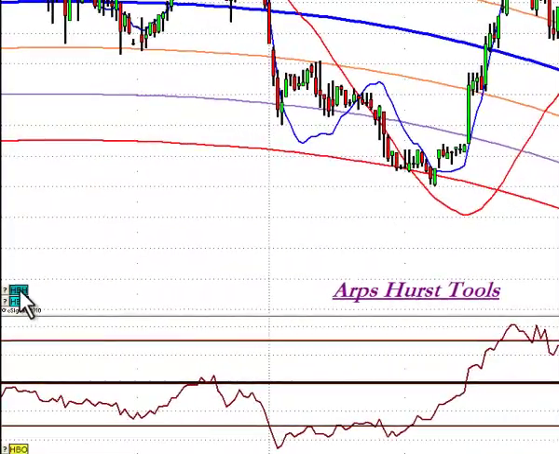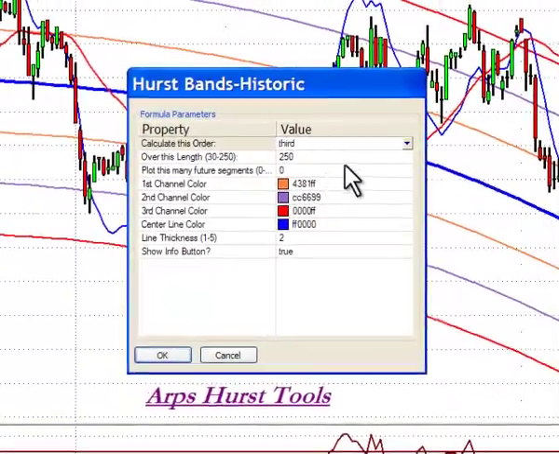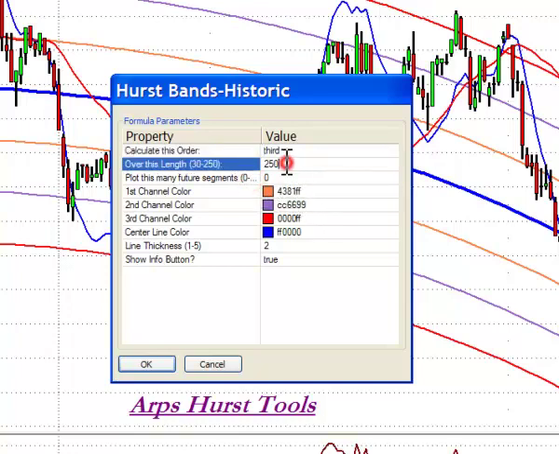On eSignal, the inputs are accessible through the colored tab at the lower left of your screen. Each of the Hurst tools allow the user to determine at which exponential order to study price action and what look-back period to make the calculations. These will be determined by the trader's trading time frame and trading styles. But in general, the shorter the time resolution on the chart, the longer the Hurst look-back would want to be.